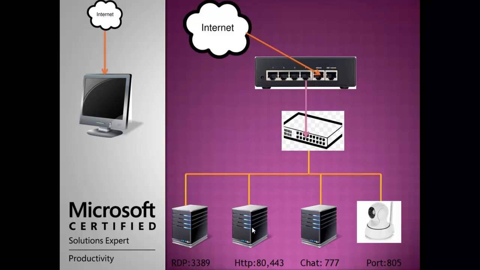Then the request will again go to the router through the internet, and at this point the router will say, okay, you want HTTP, that means port 80 and port 443. If you have a secure site connection, then 443 will work, and if you have a normal connection, then port 80 will work. The router will get to know that it has to send port 80 to this machine, that is the HTTP machine.